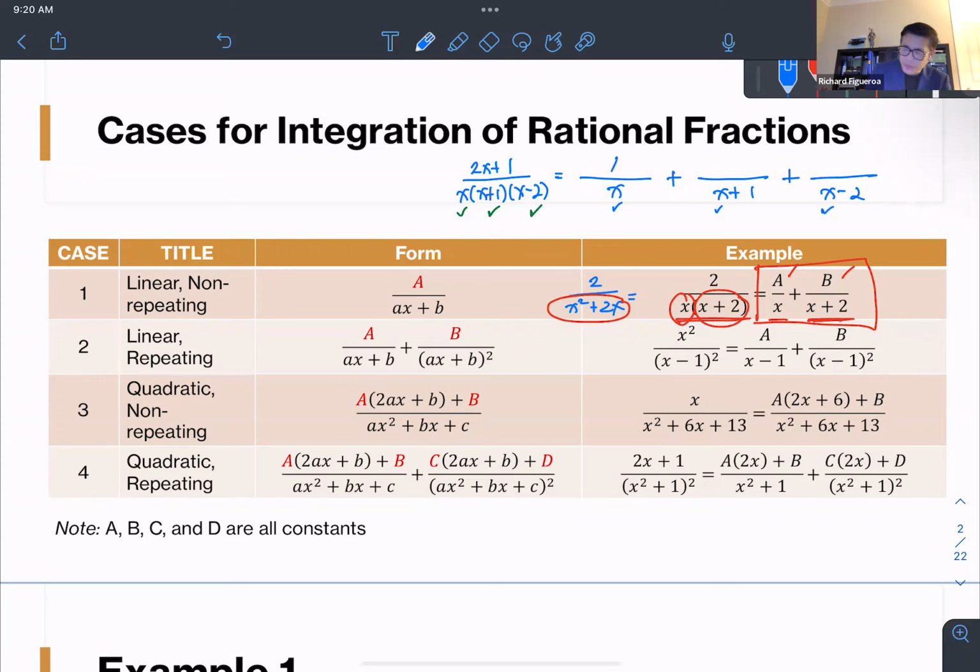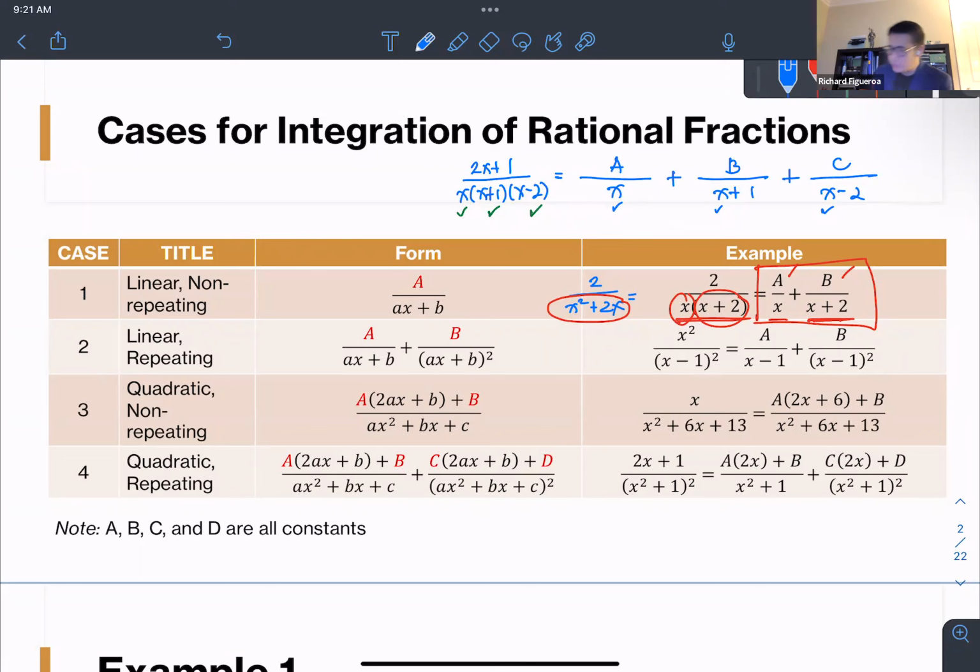So I'm just going to write letters A, B, and C. A, B, and C here are constants. So that is what we are going to get later on: what would be the exact value of A, B, and C, so that we can determine the equivalent partial fraction. Okay, so that is how to use case 1.